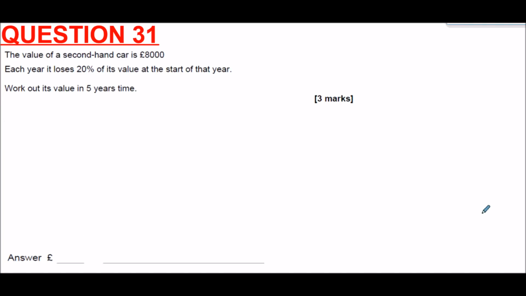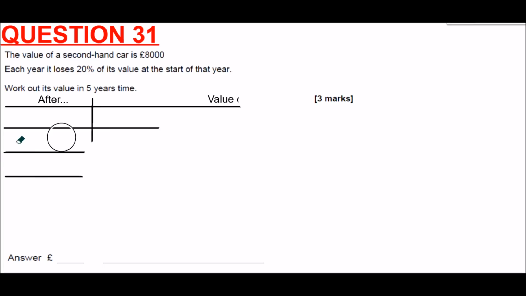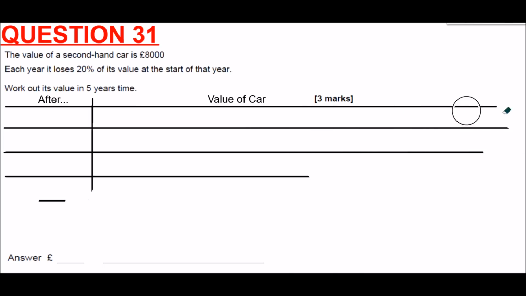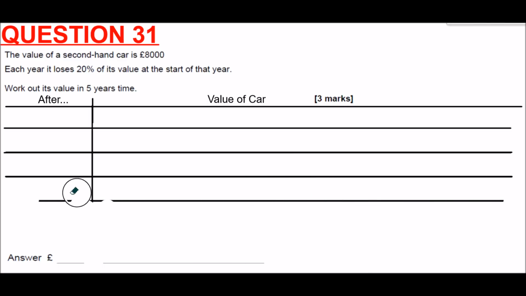So, question 31, the very last question on the entire paper. The value of a second-hand car is £8,000, and we're told that each year it loses 20% of its value at the start of that year. We need to work out its value in 5 years' time. So I'm going to show you two different methods of this one. One is slow but sure. The second method after I'm going to show you this one is much quicker but slightly harder to perhaps understand. It's a harder concept, but it's one I'll try and explain as best I can.